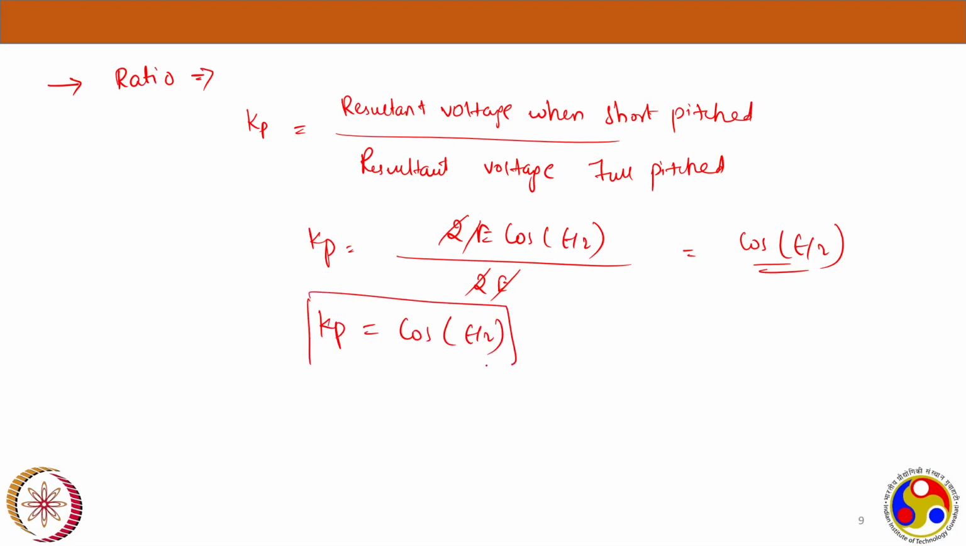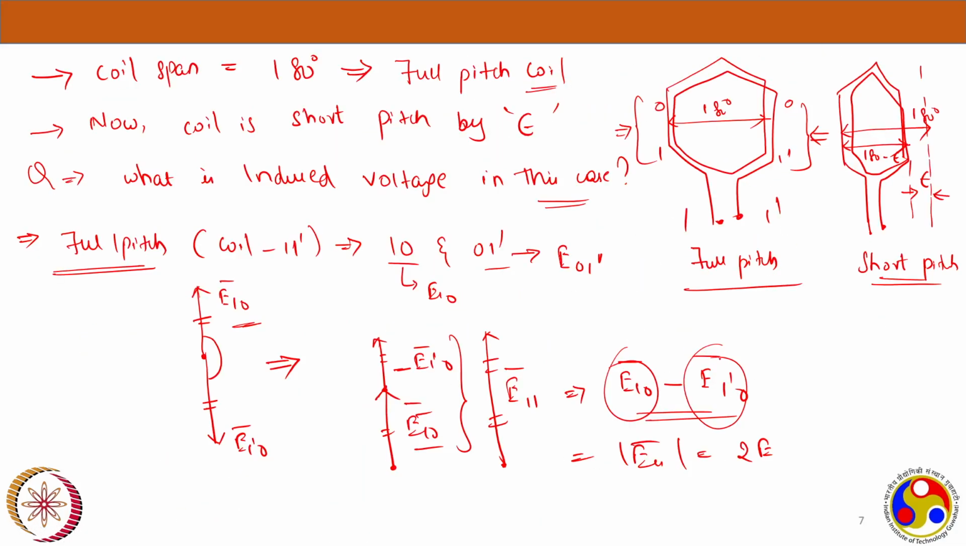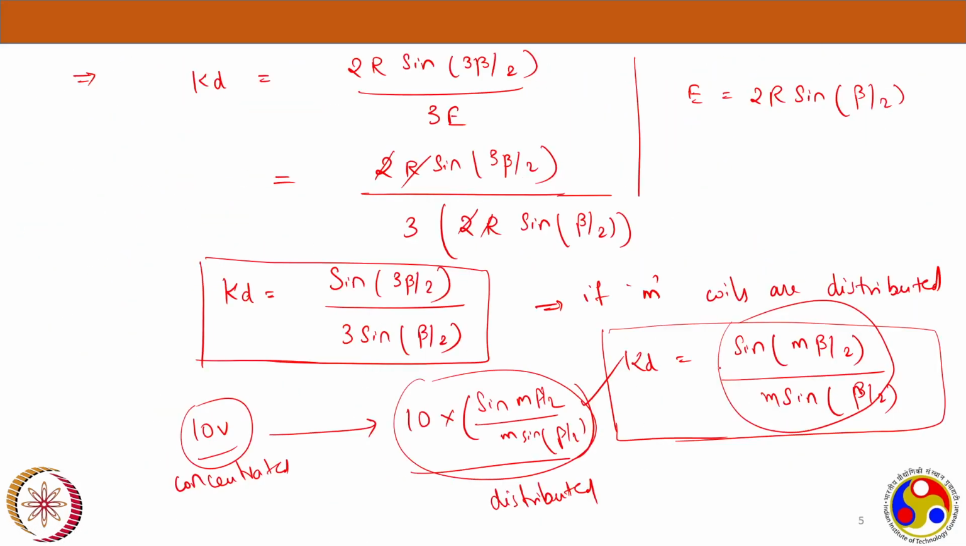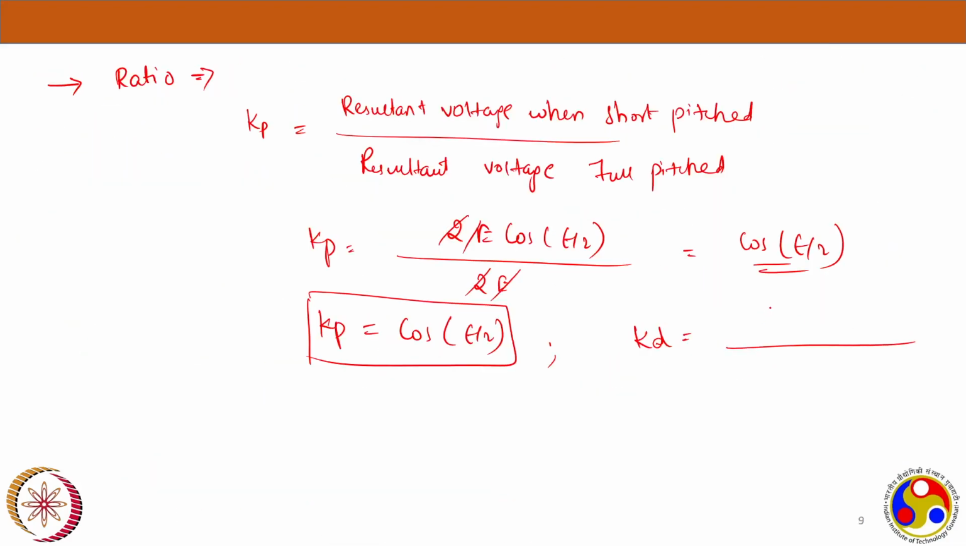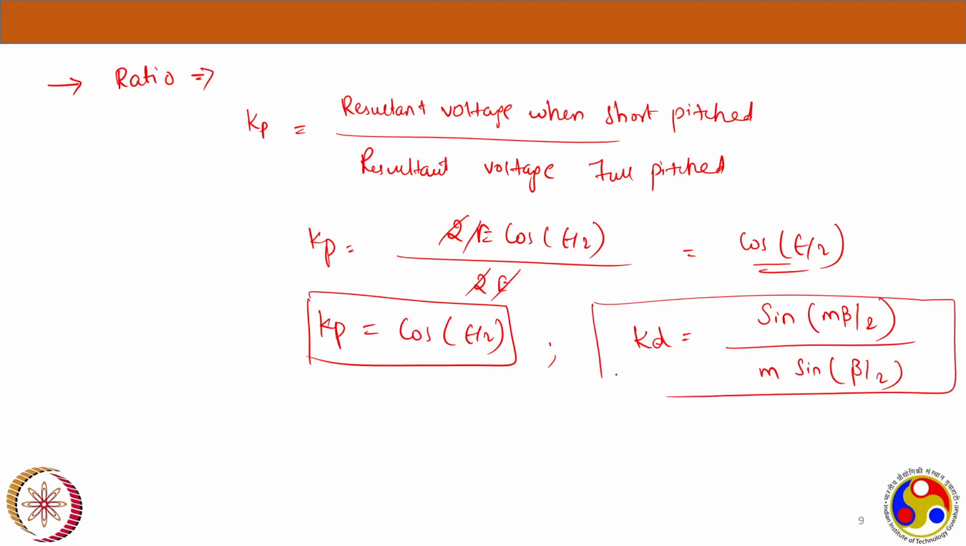pitch factor, right? And what is the formula we got for distribution factor? Let me write that also here. Sine m beta by 2 by m sine beta by 2, right? That is the distribution factor, and this is the pitch factor.